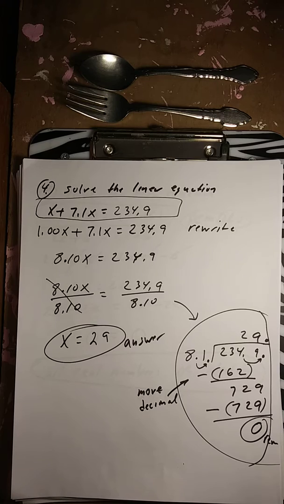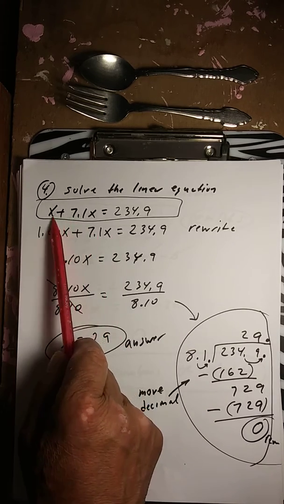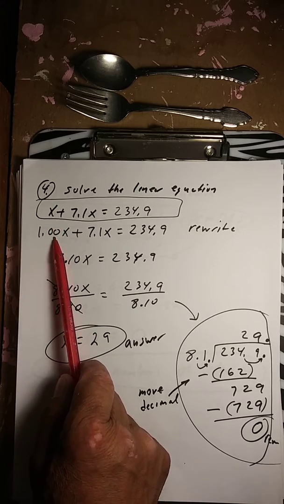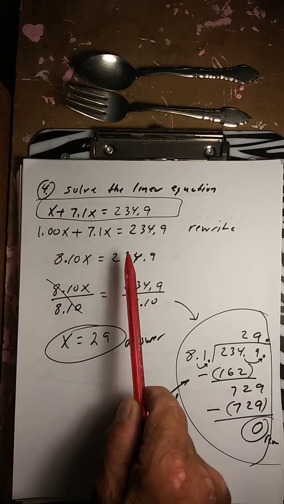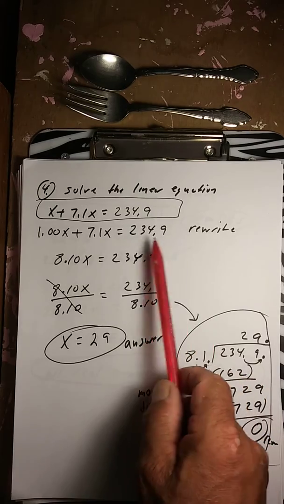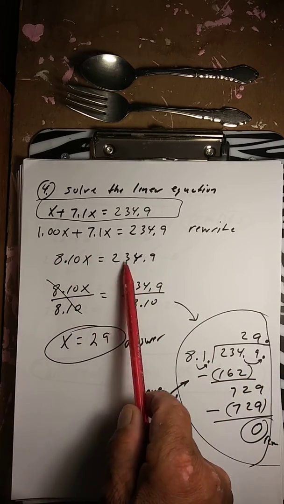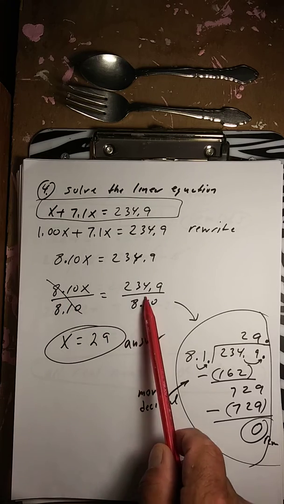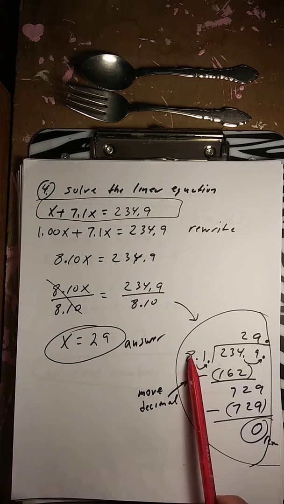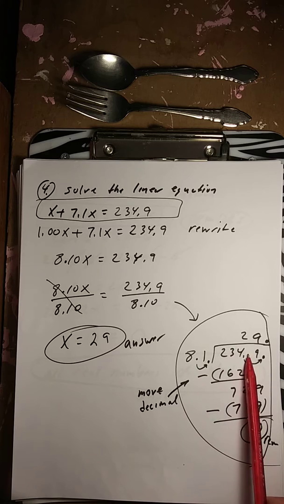All right. Solve the linear equation. Okay, we have x plus 7.1x. Let's rewrite this one. x is 1.00x plus 7.1x equals 234.9. Rewrite this. Add these together. That's going to be 8.10x equals this. Divide by 8.10, divide by 8.10, or you don't need the 0 here. You can just put 8.1. Move the decimal 1 over.